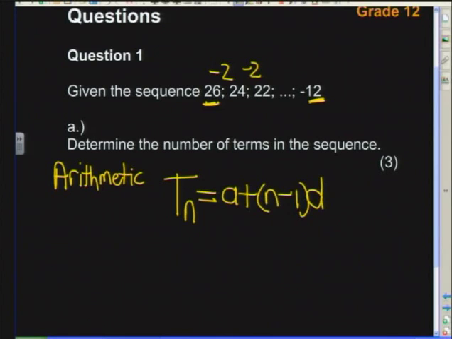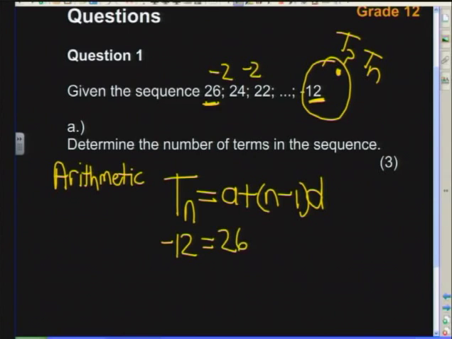So now's the time to fill in what I have and what I need. Now, my unknown term, my term that I don't know the number of, T question mark, also known as Tn, is -12. So -12 is placed in the place of Tn. There I put my -12. Right. As I mentioned before, A stands for the first term, and the first term is 26. So in it goes, plus, and then n minus 1, and my common difference from one term to the next, that's -2.